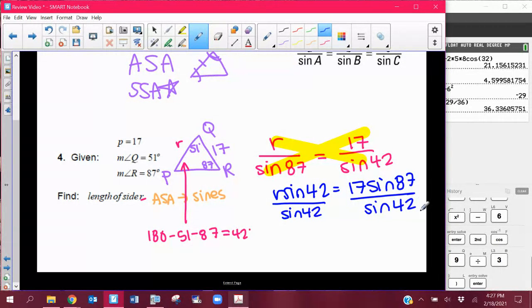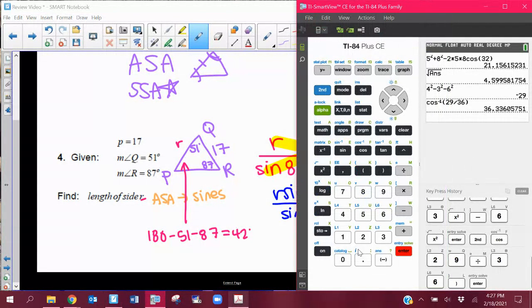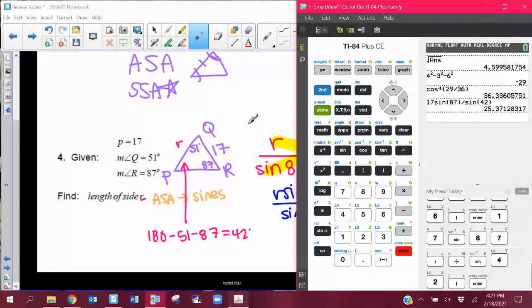Now, when I type it into the calculator, please be careful that you've closed the parentheses appropriately. So I'm going to have 17 times the sine of 87. Here's where you've got to close your parenthesis. Then divide by the sine of 42. If you use the second or alpha y equals in order to make a fraction, you don't have to worry about it quite as much. But here it'll start doing some funky stuff arithmetically, whatever. So make sure you close your parentheses.